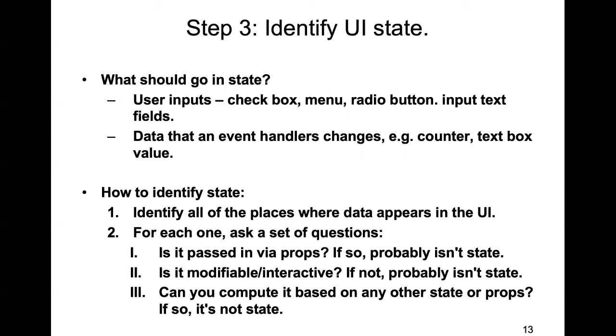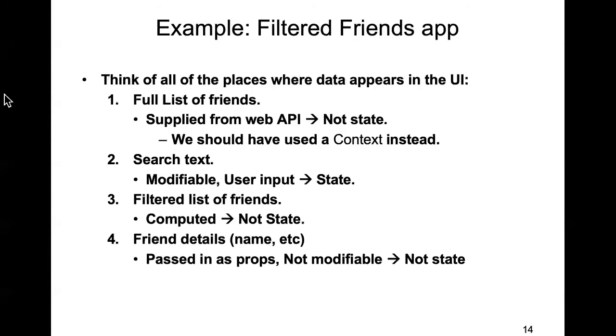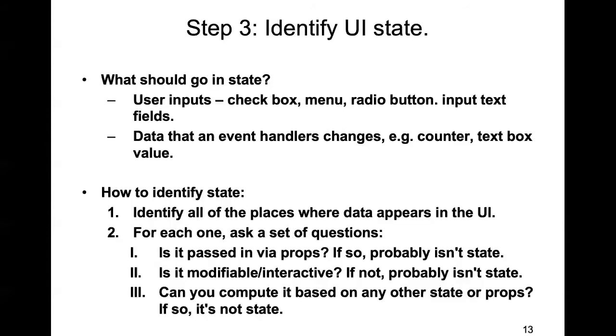Finally, this Thinking in React blog post gave us a suggestion as to how we identify UI state. It says to just take a step back, look at the UI layout, identify everywhere on the UI where there is actual data, and then ask yourself these 3 questions about each piece of data on the UI.